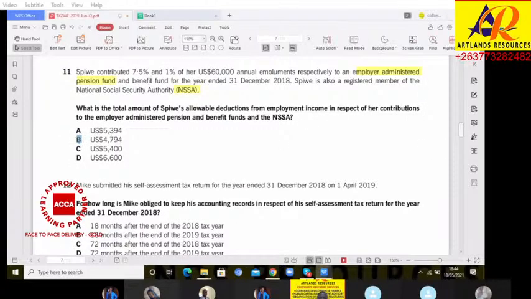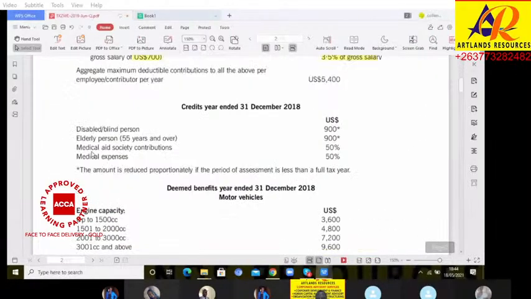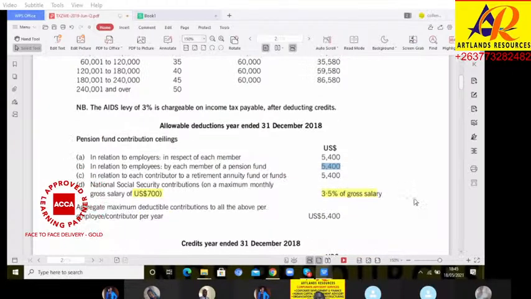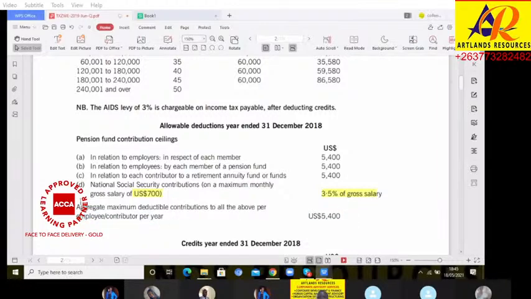Right. Answer and ability to B. But one more thing to remember about the tables: if the pension had exceeded 5.4, I would have taken 5.4. Do check first. If you add pension and NASA and the amount exceeds the so-called aggregate, you know that aggregate is not about the total. If NASA and pension together exceed 5.4, you take 5.4. If NASA and pension together are 6.1, you take 5.4.